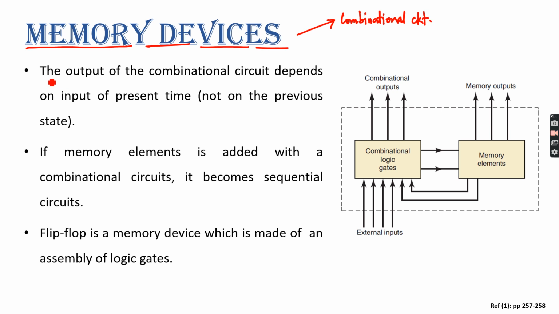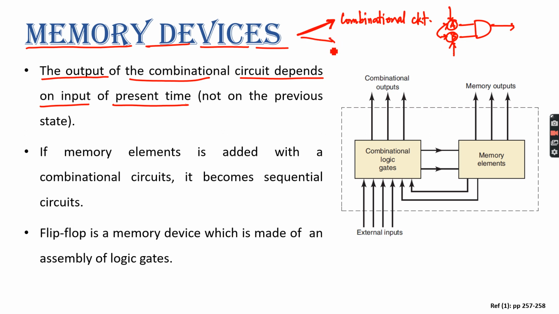So what was a combinational circuit? Here the output of the combinational circuit depends on the input of the present time. Suppose you have an AND gate: the output of the AND gate depends on the input that is given right now, and based on that input it will provide the updated output. It doesn't depend on what the previous value of A and B was; whatever the value of A and B is right now, it gives you the output based on that. That's why it's called the combinational circuit.